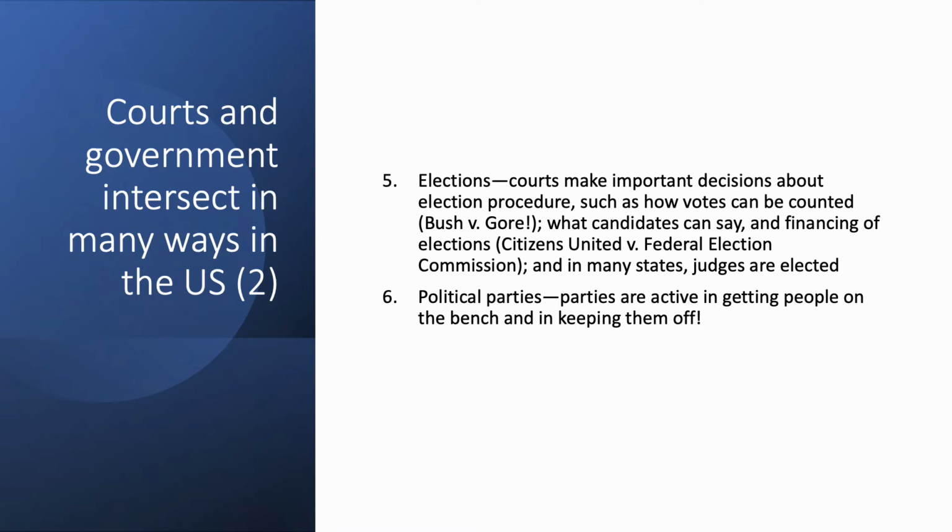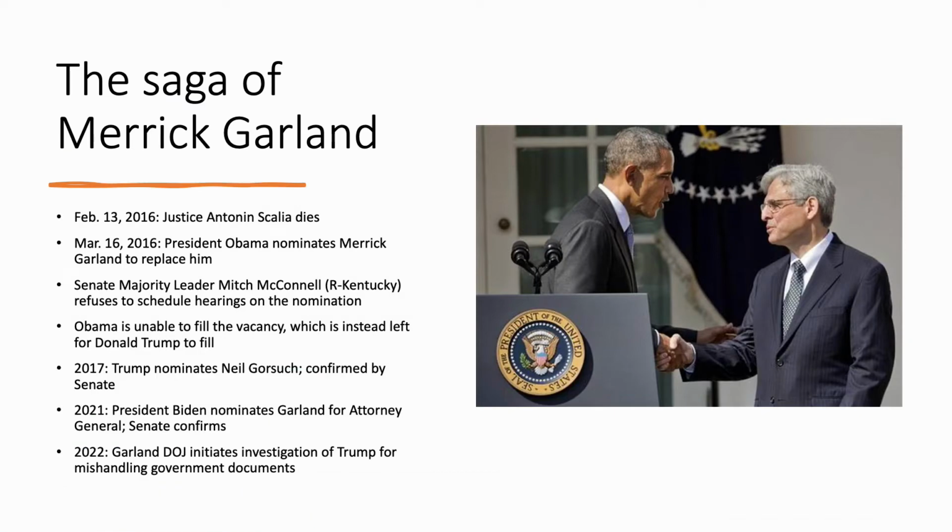Best example I can come up with there is the saga of Merrick Garland. On February 13th, 2016, Supreme Court Justice Antonin Scalia died unexpectedly. And about a month later, President Obama nominated Merrick Garland to replace him. Now, that should have resulted in a Senate procedure to either confirm him as a Supreme Court justice or reject him, and they should have voted on it. But Senate Majority Leader Mitch McConnell, Republican, refused even to act on the nomination. This has never happened before. This is unprecedented in American history. And so President Obama could not fill the vacancy because they refused to act on the nomination that he made.